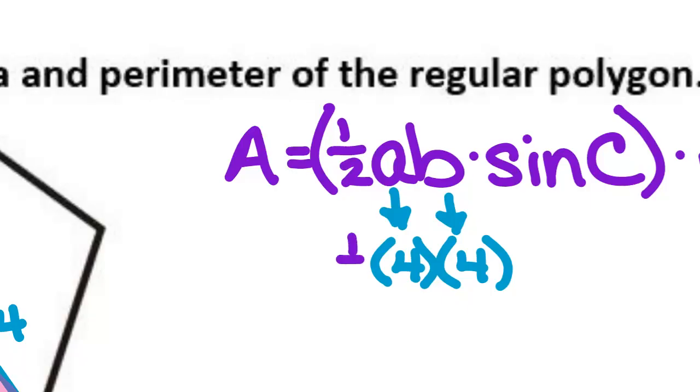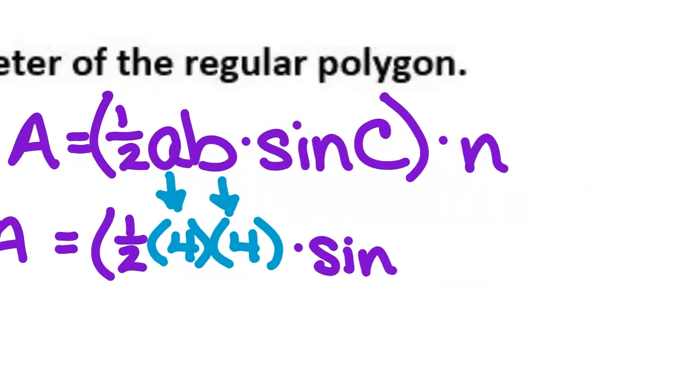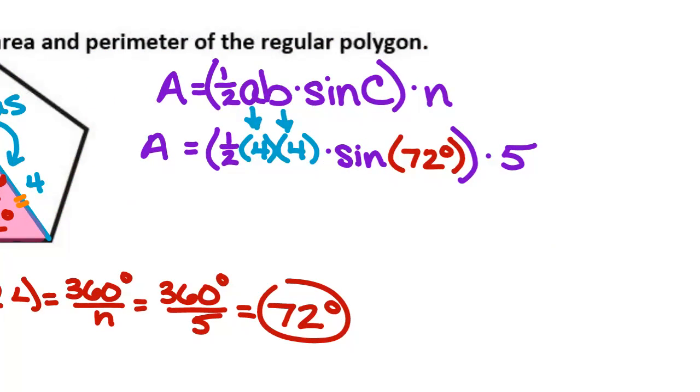So I have this 1/2 out in front here, times 4 times the sine of my angle, 72 degrees, times the number of sides. How many sides do we have? 5. All right, I can pop it into my calculator just like this, but that's a lot of numbers to enter into my calculator, and so that's a lot of places where I could make a mistake as I'm typing things in. Why don't we clean up this front part right here?